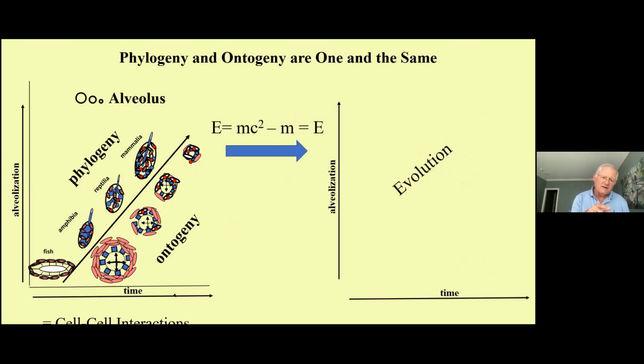I'm contrasting the phylogeny of the lung with the ontogeny. They're basically the same process at two different timescales, but the underlying cellular principles of cell-cell communication are one and the same. So in the same sense, energy equaling mass times the square of the speed of light, converting matter into energy, is depicted on the right.